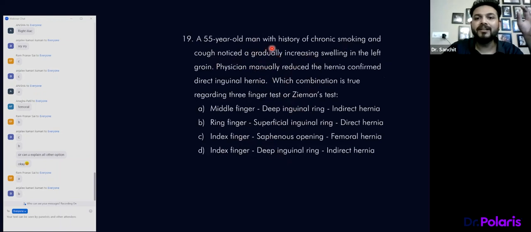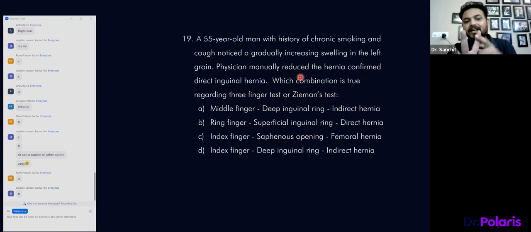Okay, a 55-year-old man with history of chronic smoking and cough noticed a gradual increasing swelling in the left groin. Now physician manually reduced the hernia and he confirmed that it was direct inguinal hernia. Which is the combination which is true for a three-finger test or Z-man? See, Z-man test has already come. So I've already told you what is the Z-man's test. Okay, what is Z-man? Can everyone tell me?